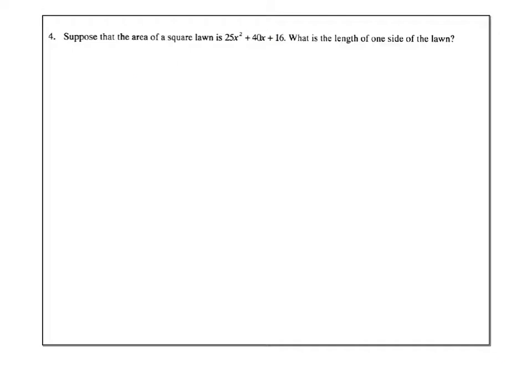Number 4 says the area of a square lawn is 25x squared plus 40x plus 16, and we want to know the length of one side. Well, anytime they tell you area and they ask you to find the length, we can go into factor. And it tells me also that it's square. Well, I know that a square, all the sides are the same, which means my two parentheses should turn out the same as well. And I can use that to help me think of my factors.